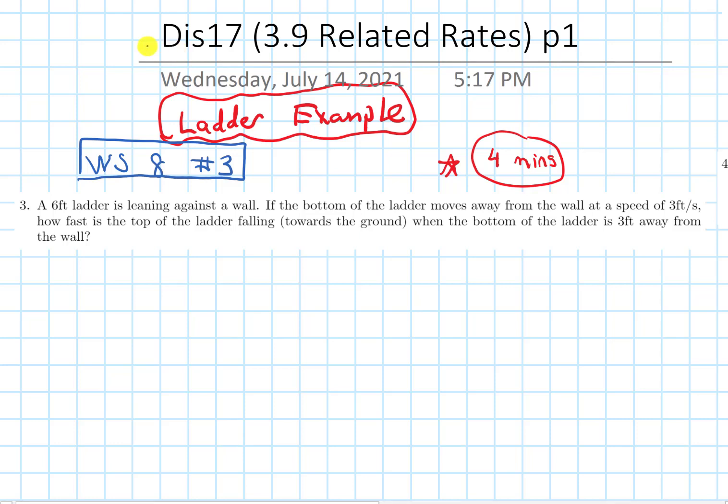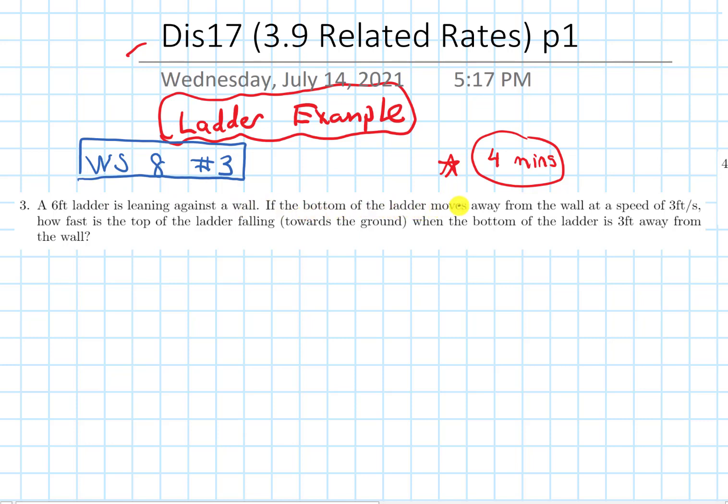Welcome to discussion 17. In today's discussion, we'll be focusing on section 3.9 on related rates. And in this video, we will do a ladder example. So this is problem number 3 from worksheet 8, which says that a 6-foot ladder is leaning against a wall.